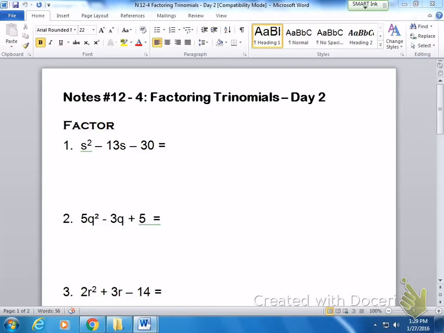All right, guys, so today's lesson is factoring trinomials, day 2. Most of what we do today is exactly what we did yesterday, but there are a couple of little new things, but we can use the same process. So let's go ahead and look at the first one.